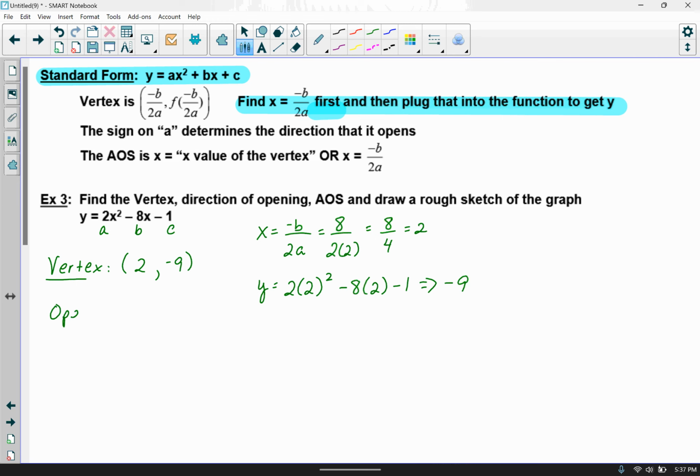Which way does this parabola open? My A is positive 2, so hopefully you agree it's going to open up. Axis of symmetry, x equals the x value of the vertex. So x equals 2. I'll draw a rough sketch again.